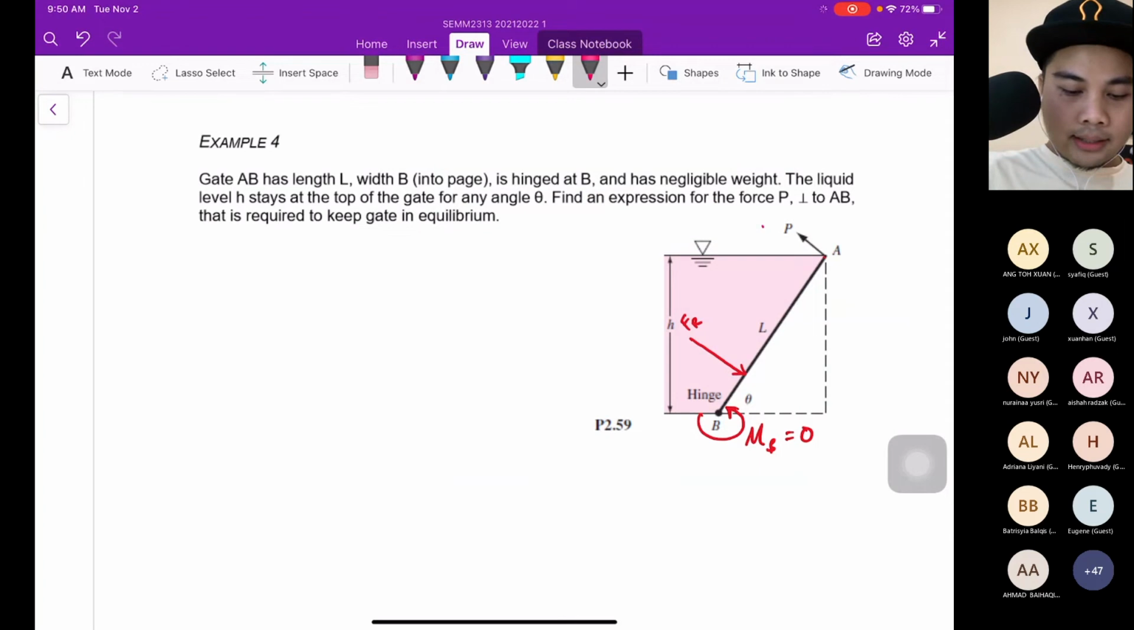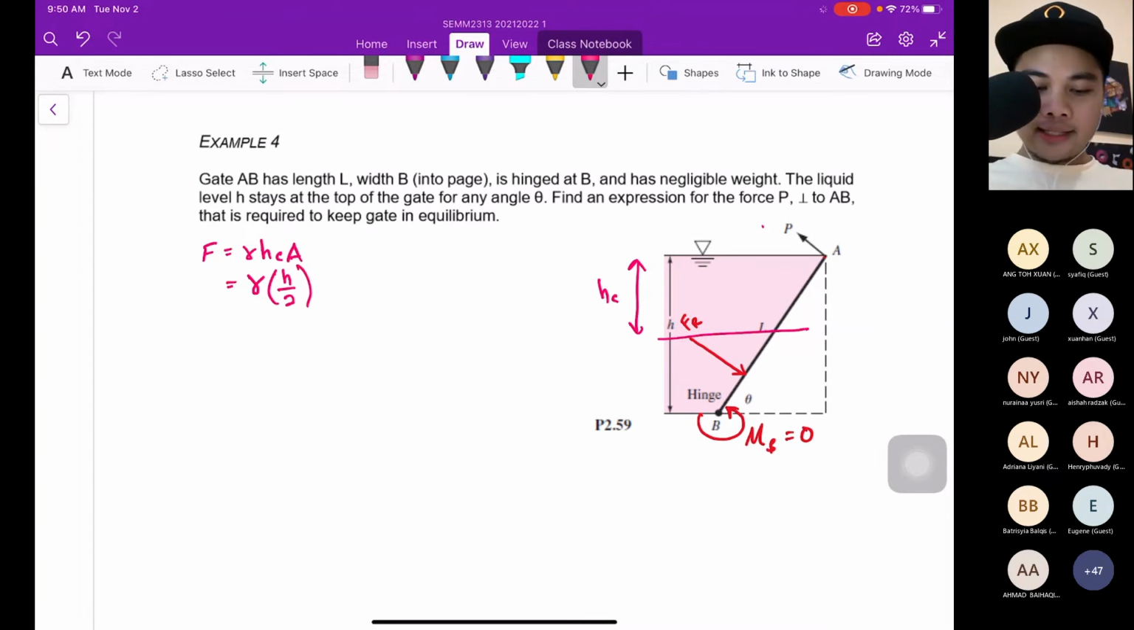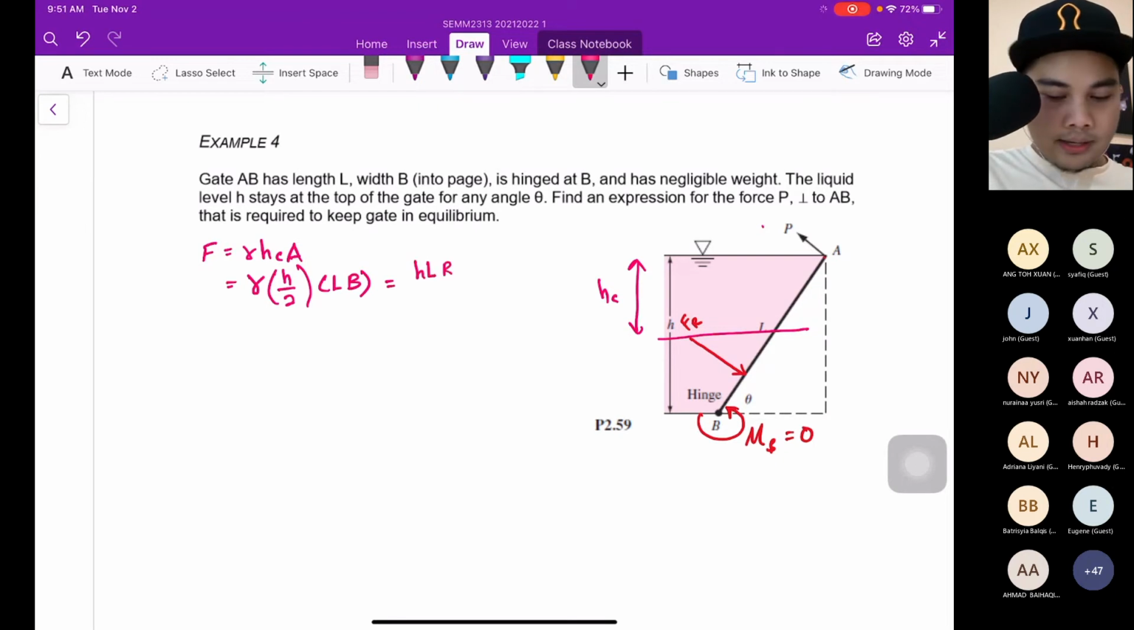So in order to calculate the resultant force, we use F equal to gamma HCA. The gamma of water is not given numerically, so we keep it as a parameter, and HC is half of this one. So this is HC, HC is H over 2, multiplied by the area of this gate, which is LB. And then you will get HLB gamma over 2. Simple.